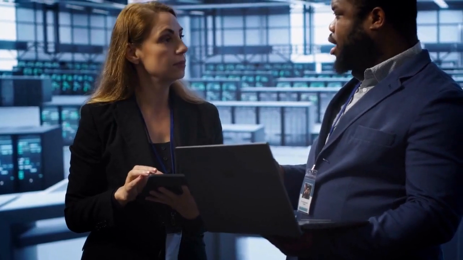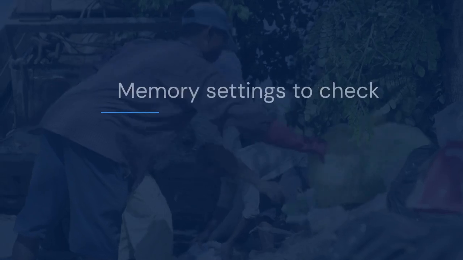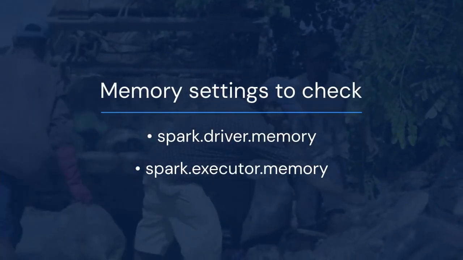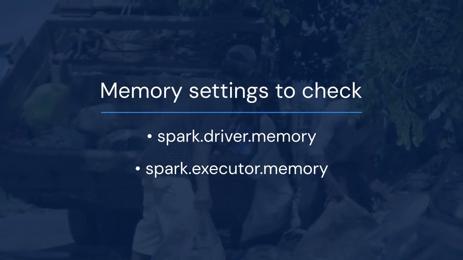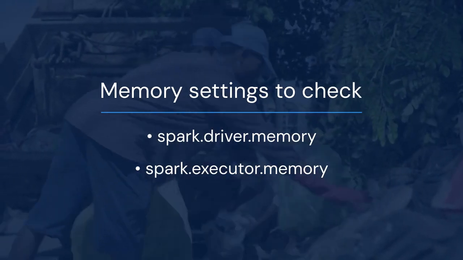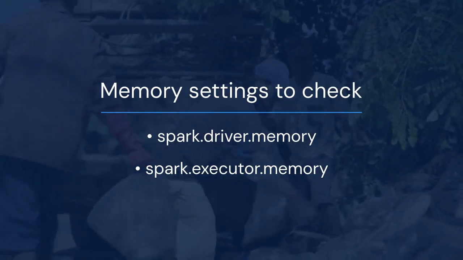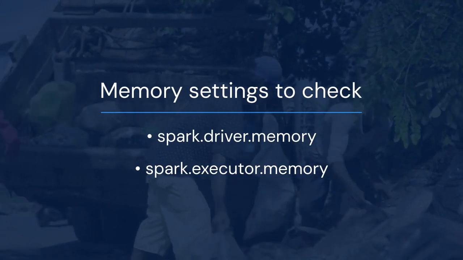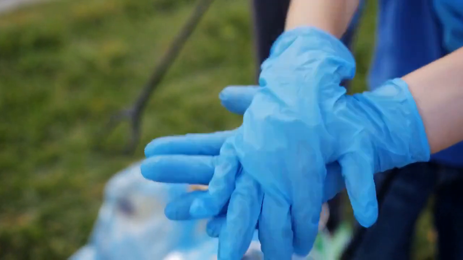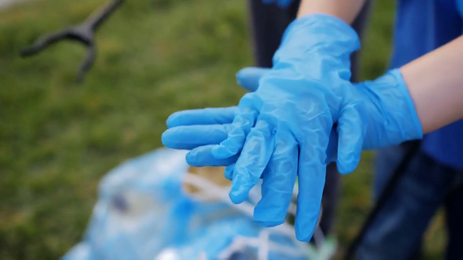Next, examine your Spark configuration. Incorrect Spark settings can also lead to this error. Pay close attention to the spark.driver.memory and spark.executor.memory properties. If these are set too high, your system might not have enough resources, causing the JVM to crash. Try reducing these values. Start with smaller amounts and gradually increase them until you find the optimal settings for your workload.